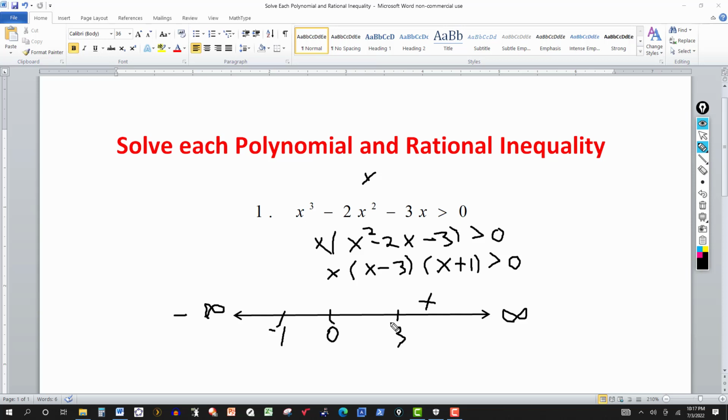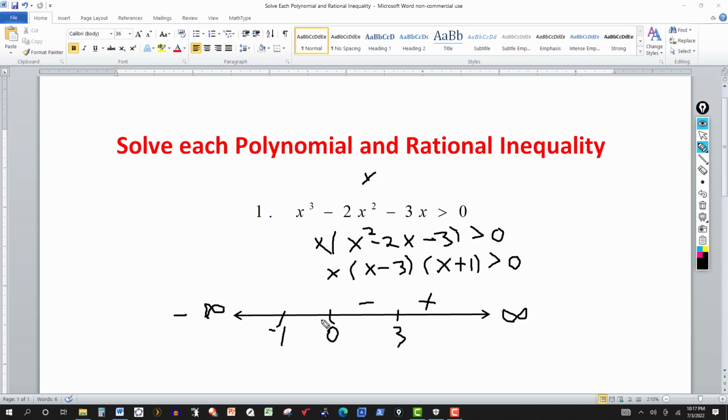Then between 0 and 3, I'm going to pick any number you want. I'll pick 1. Put a 1 where the x is. 1 and 1 is positive. 1 minus 3 is a negative. I don't really care what the number is. I just want to know is it positive or negative. And I put a 1 where the x is. That's positive. So I get 1 negative out of this. So this is going to come out negative.